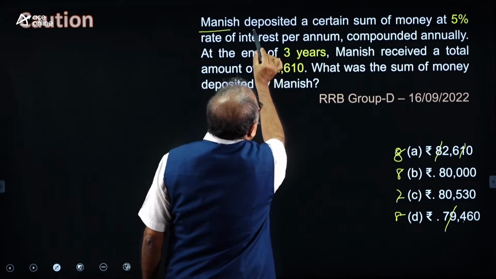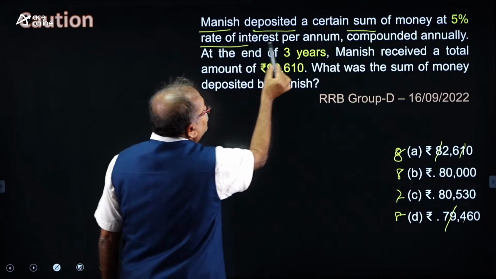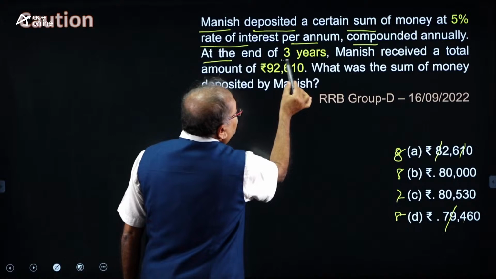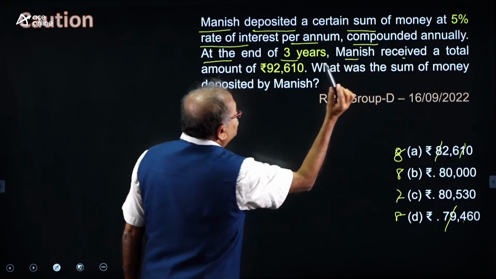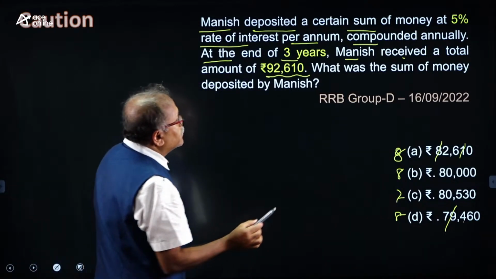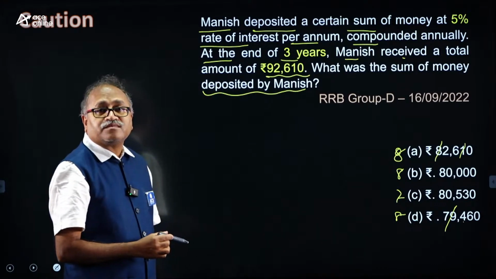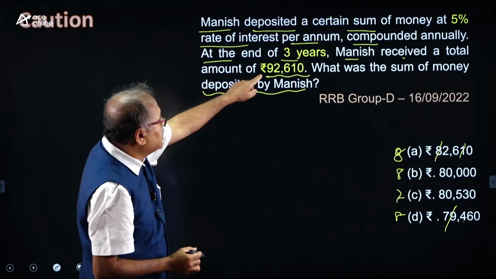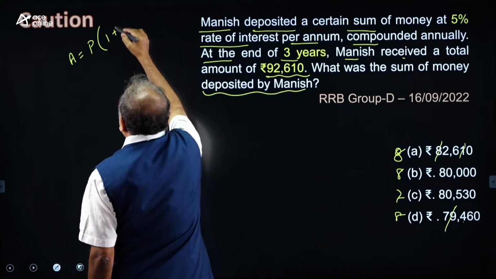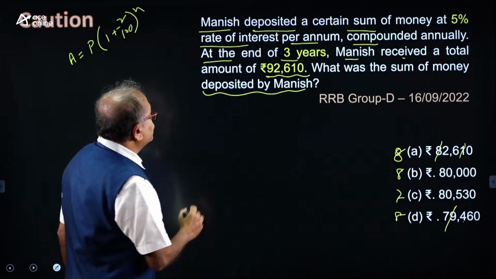Manish deposited a certain sum of money at 5% rate of interest per annum, compounded annually. At the end of 3 years, Manish received a total amount of 92,610. Then what was the sum of money deposited by Manish? What we know is the amount, and we know the basic formula: the amount is equal to principal into 1 plus r by 100 to the whole power n. We know that.